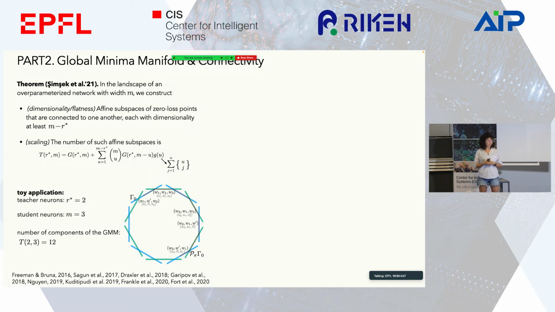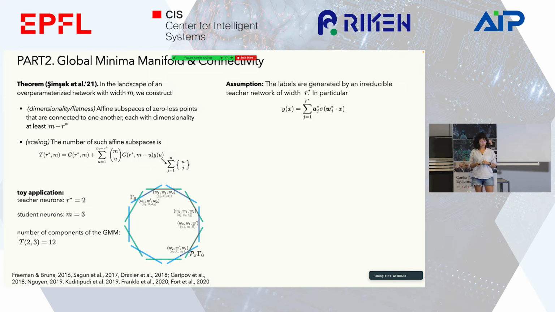Here I'm referring to a lot of cool works that studied the connectivity of the global minimum manifold, in the sense that they take 2 zero loss points and find a path connecting these 2 points, and on the path the loss does not increase. That's the idea. Here we are able to show that there's a higher dimensional connectivity as you overparameterize more and more, because we have this lower bound on the dimensionality of the affine subspaces.